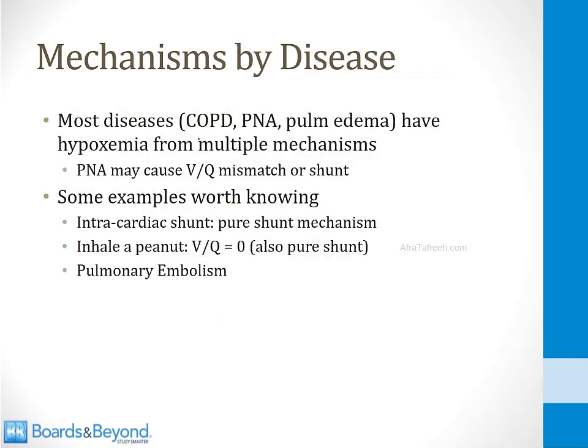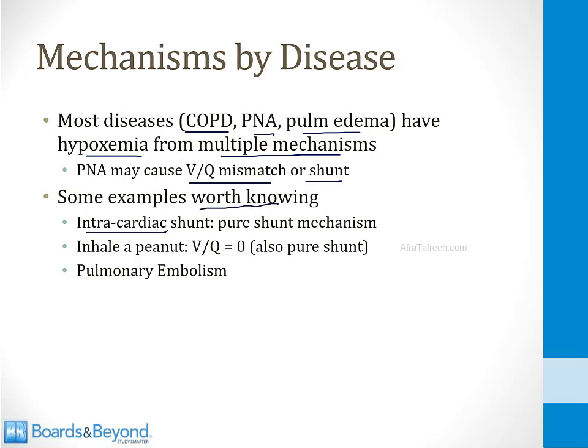Most common disorders we see clinically, like COPD and pneumonia and pulmonary edema, have hypoxemia through multiple mechanisms. For example, patients with pneumonia can have VQ mismatch, they can also have shunt, they can also hypoventilate. So you're not going to be asked on step 1 for a patient with pneumonia, what's the mechanism of hypoxemia? There are a couple of examples that I think are worth knowing.